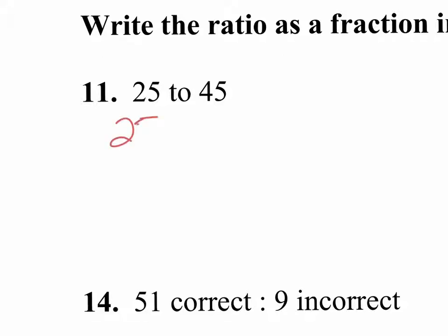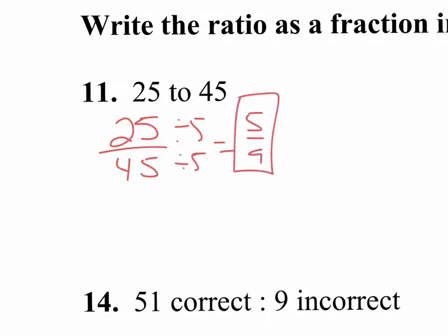So I'm going to do it as a fraction. The top number goes on top, the second number goes on bottom. But it's in simplest form, so I have to divide out a 5, just like a fraction. You would divide by 5, and you'd get 5 over 9. And that would be my answer for that one.